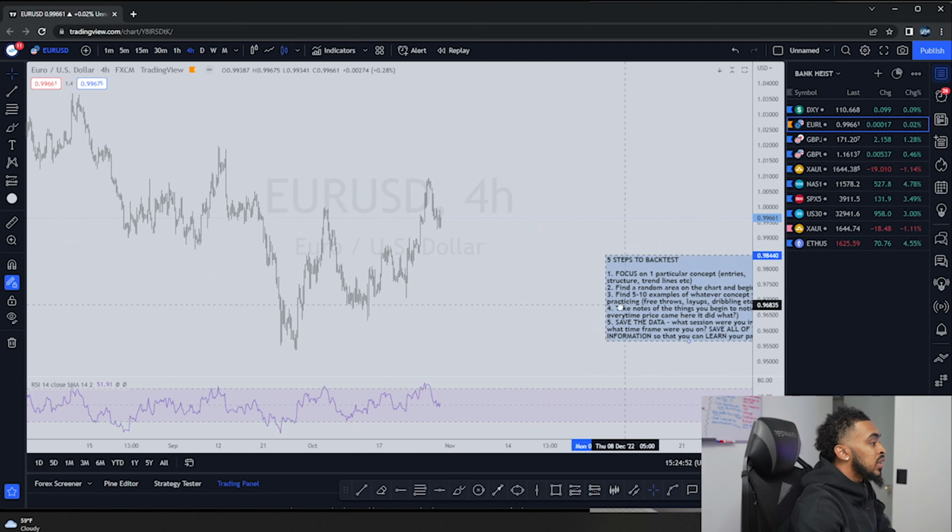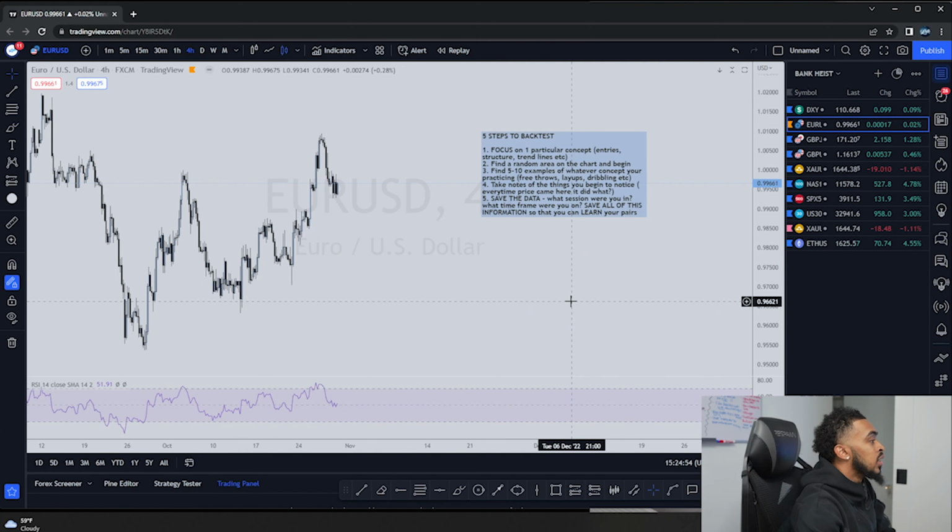So that leads me to my next step. The next step is you want to find a random area on the chart and begin. So that's the second step. Go back to a random area of the chart. Particularly, I would recommend that you don't go back to an area where you already know where price played out, like you already saw it play out. So you already have that thought in the back of your head, like, oh, I already saw Euro USD pushing up, so I'm going to backtest this area when I already know that it's going up. That doesn't help you. So you want to go back and find a random area on the chart where you haven't seen it.